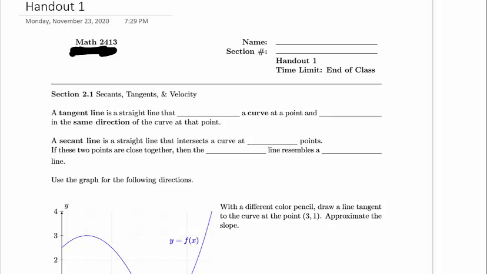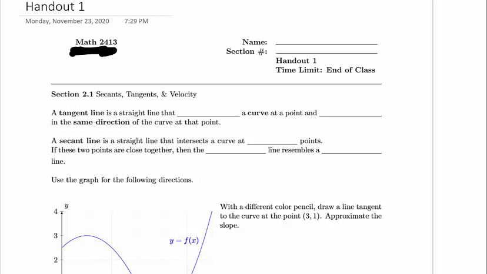Howdy class. Today we're going to go over tangent lines and we'll see later on how tangent lines relate to limits, and we'll see even later on how these two concepts will come together to form a very central idea of this course, the derivative.